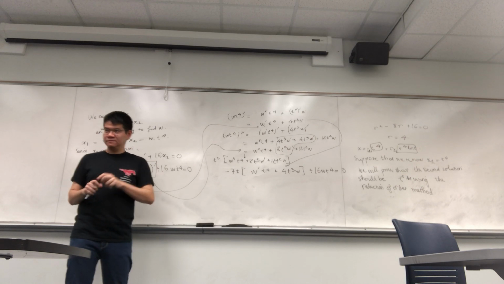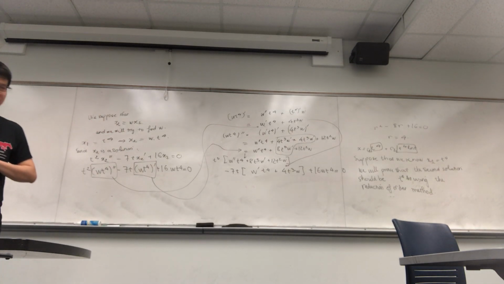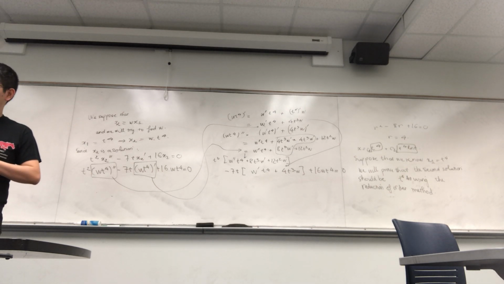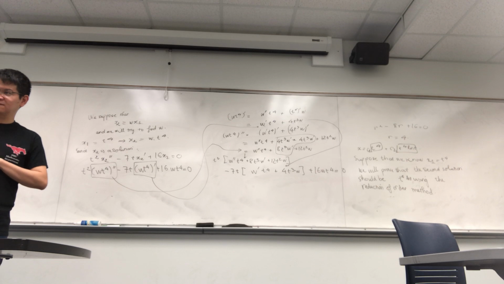Yes? You would combine like terms. And then I think after you combine everything, you would end up with w double prime t to the 6 plus w prime t to the 5 equals 0.